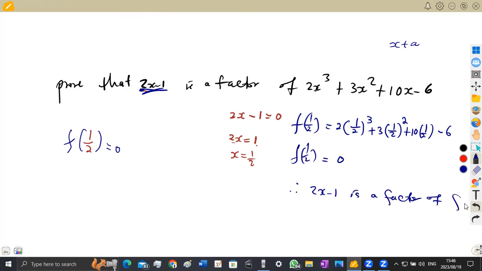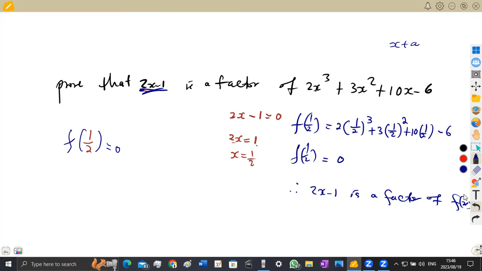So this is how we are going to attempt this. You are asked to find the factor by simply equating that factor to 0. It means that we have developed x to substitute. So we are going to substitute that value of x that we get there.